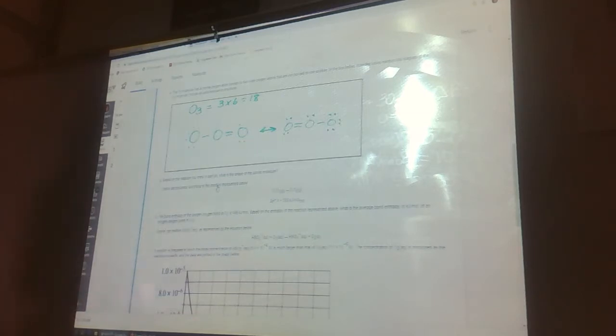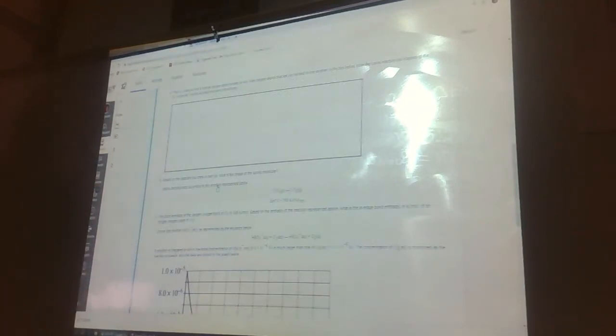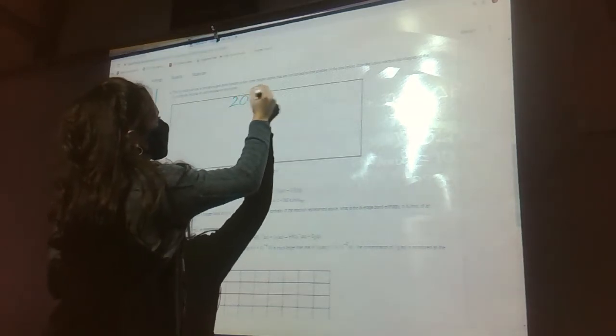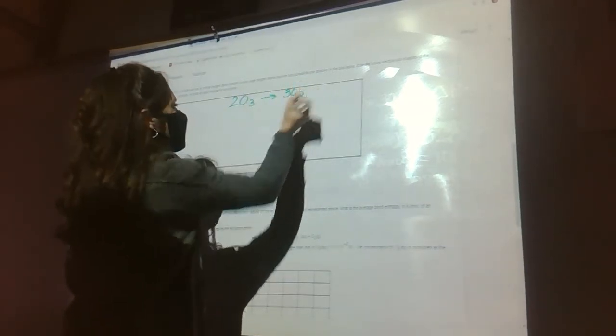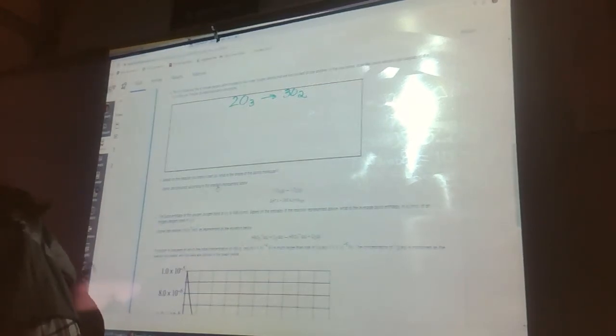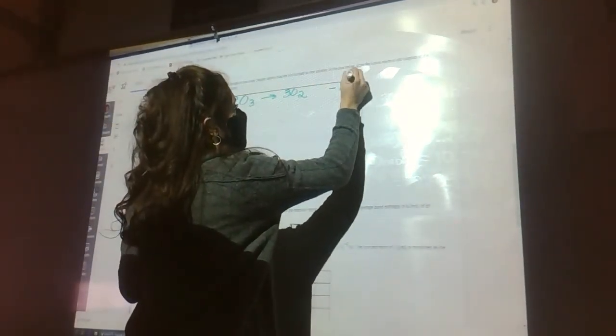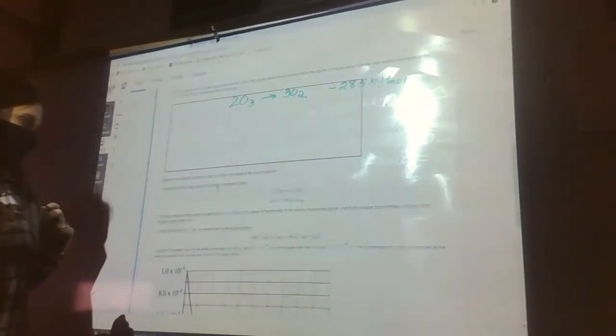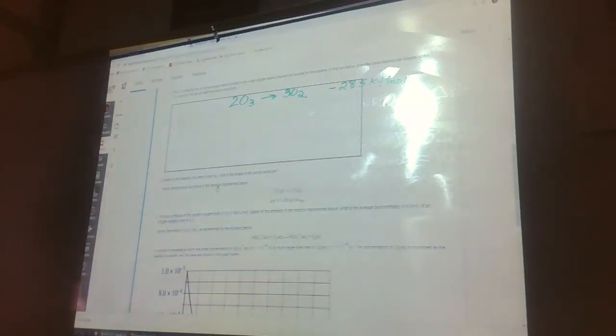So I'm going to erase this so I have room. Part C says the bond enthalpy of the oxygen-oxygen bond in O2 is 498 kilojoules per mole. Based on the enthalpy of the reaction above, what is the average bond enthalpy in kilojoules per mole of an oxygen-oxygen bond in O3? So the reaction looks like this. And the enthalpy of that is negative 285. And then they tell us the bond enthalpy is 498.